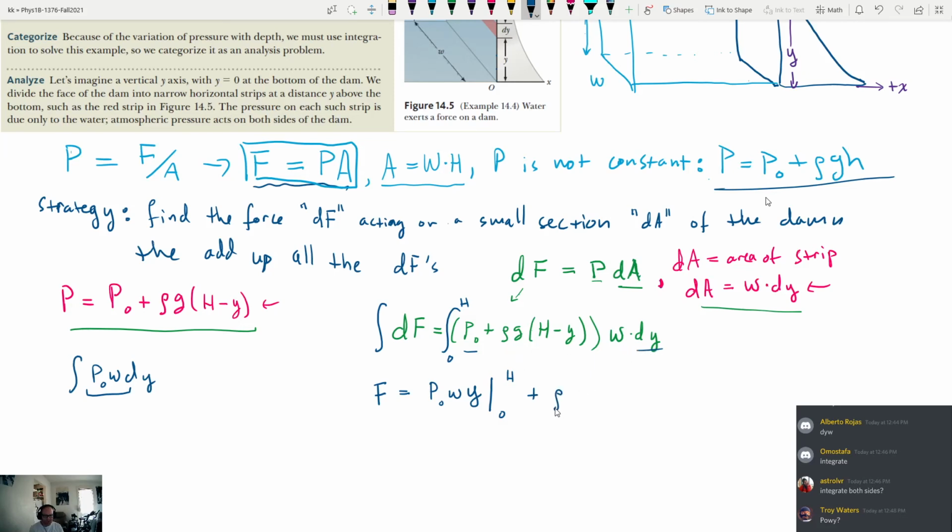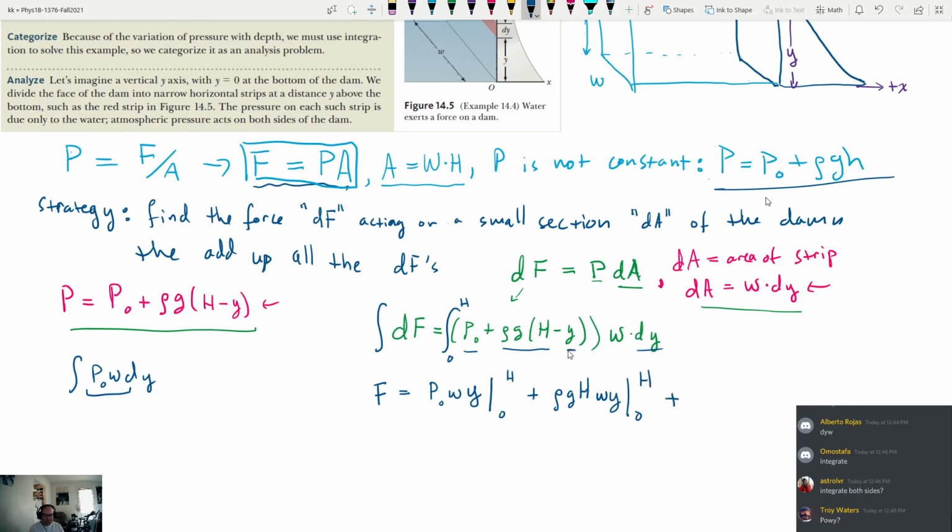Plus rho g H w dy. We're also going to get a rho g H. There's a w that's on every term, and if we integrate this one with respect to y, again, capital H is a constant. It's the total height, and we just put another y on here. We're going to do that from 0 to H.